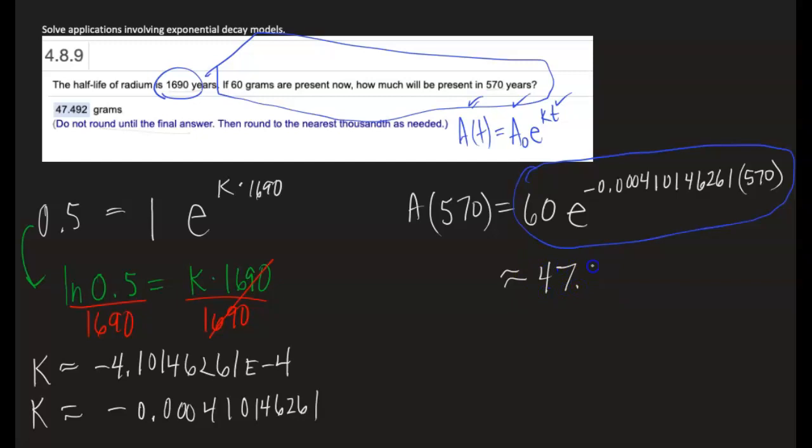And that's how we arrive at 47-ish grams. And notice again, that is at least more than half of the 60 grams. That's more than 30. So that goes in with the reasonableness of our answer, what we were expecting.